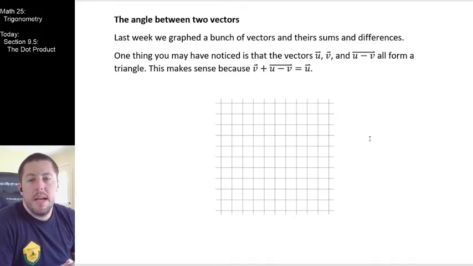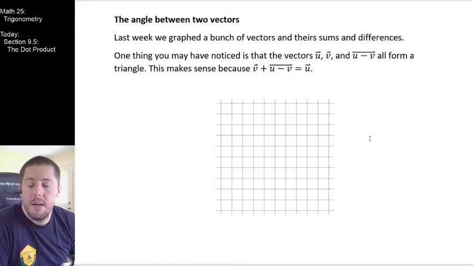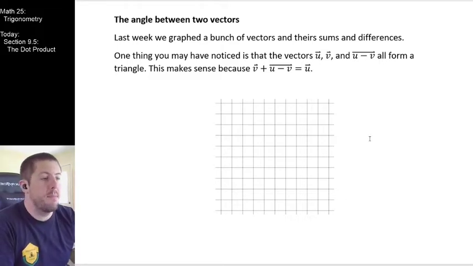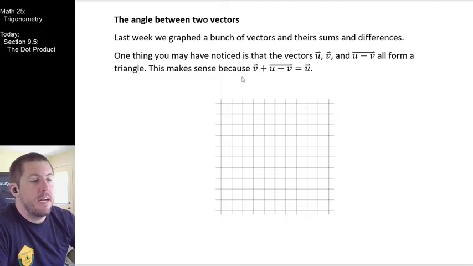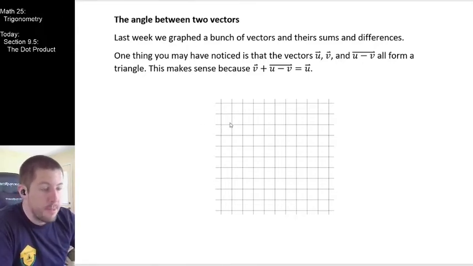Last week we graphed a bunch of vectors and also their sums and differences. I want to put together some of these pieces to graph some of these sums and differences to help us see a nice graphical relationship. In particular, we're interested in the relationship between the vector u, the vector v, and the vector u minus v. So I'm going to build a bunch of sample vectors on top of my grid and then draw them together once we've got all of our pieces. Let's start with just some arbitrary vector u, and I'm just drawing some right here.